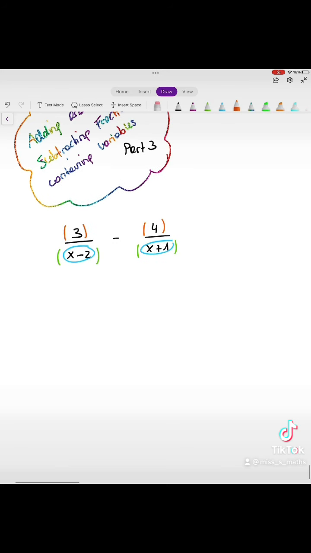This is part 3 on adding and subtracting fractions that contain variables. Now, bear with me, this time we're going to put the variables in the denominators, okay? So this time it's important to also put brackets around your denominators. Again, whenever you have an addition or a subtraction in a denominator or a numerator, we need to see this as a unit and we need those brackets, okay?